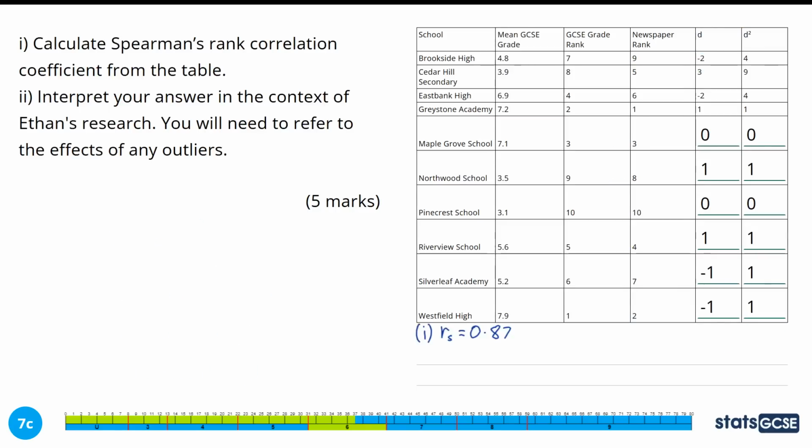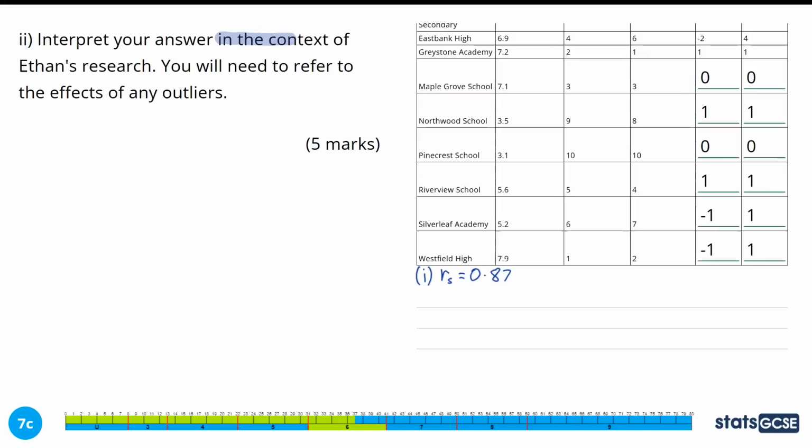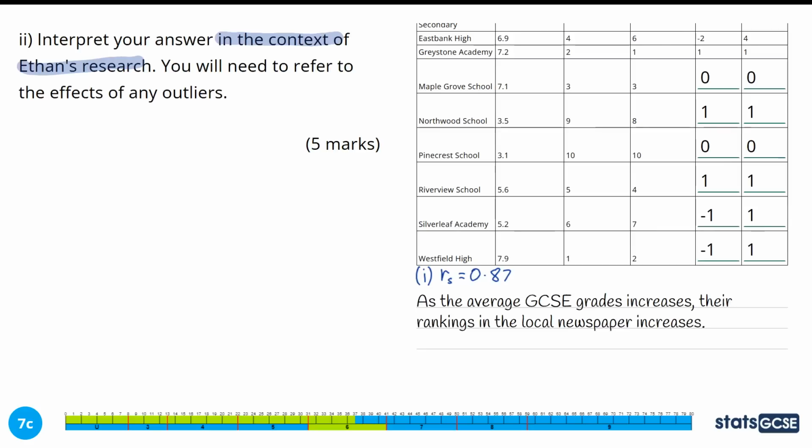Part 2. Interpret your answer in the context of Ethan's research. You will need to refer to the effects of any outliers. The key part in this question is that it says in the context of Ethan's research. So we know that the answer to part 1 was 0.87, which is a positive number. So we know that there's a positive relationship between the two rankings. But in the context of Ethan's research, we need to talk about it in terms of as the average GCSE grades increase, their rankings in the local newspaper also increase. So you're showing that relationship in the context of the question.